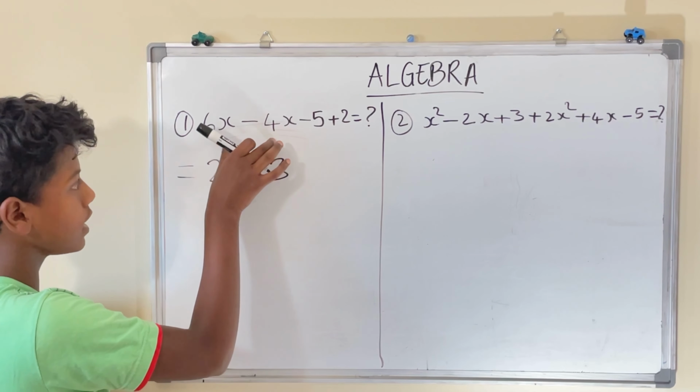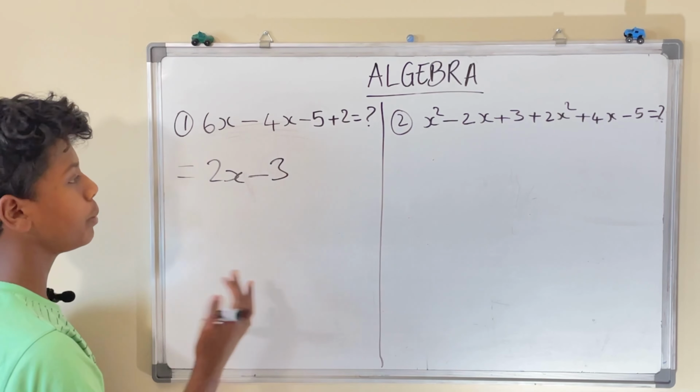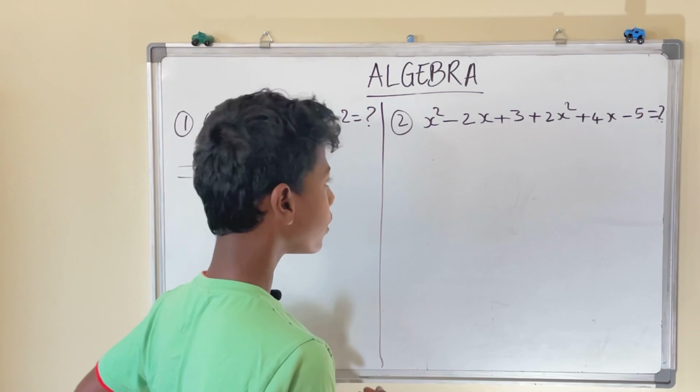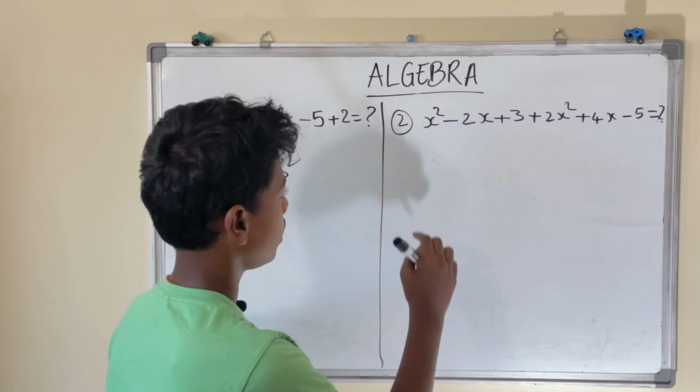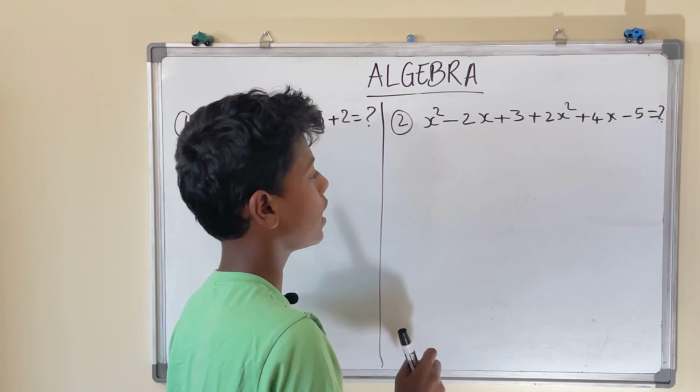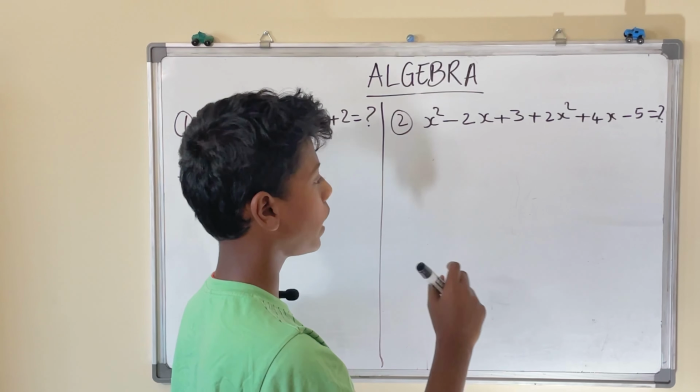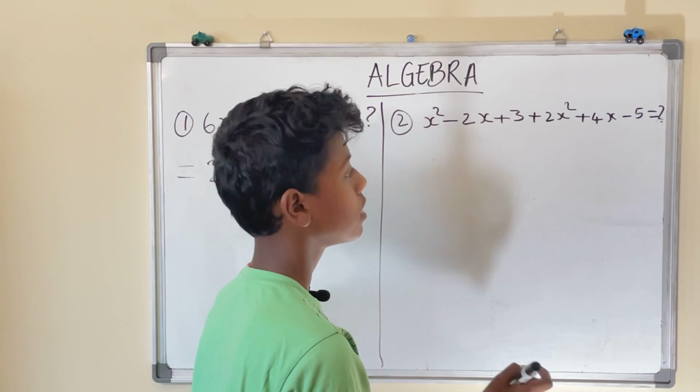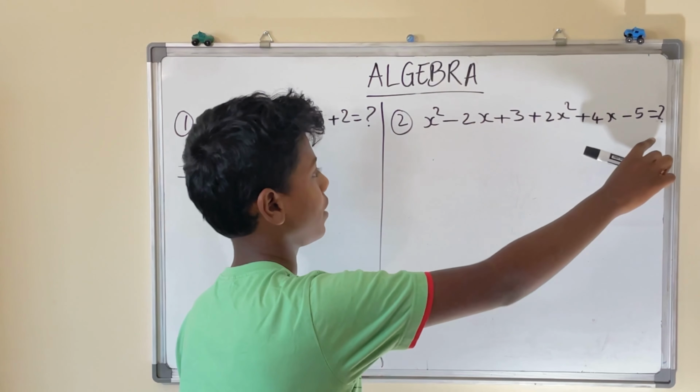We just take our x's and we put them together. Our numbers, we put them together. And our squares. So question 2: x squared minus 2x plus 3 plus 2x squared plus 4x minus 5. And that's a question mark, not a 2.